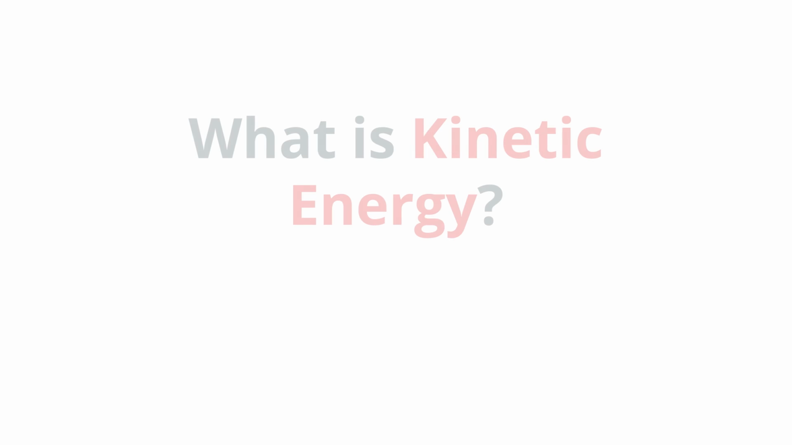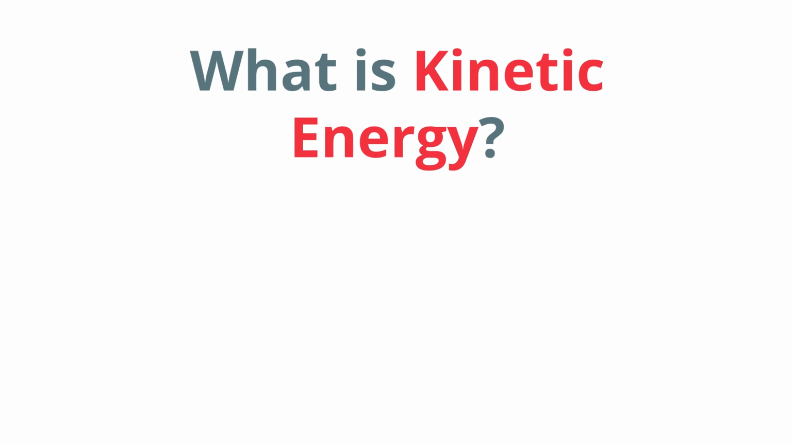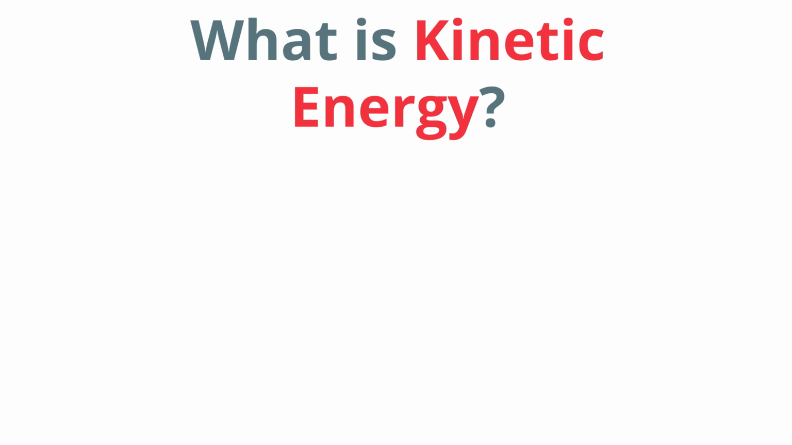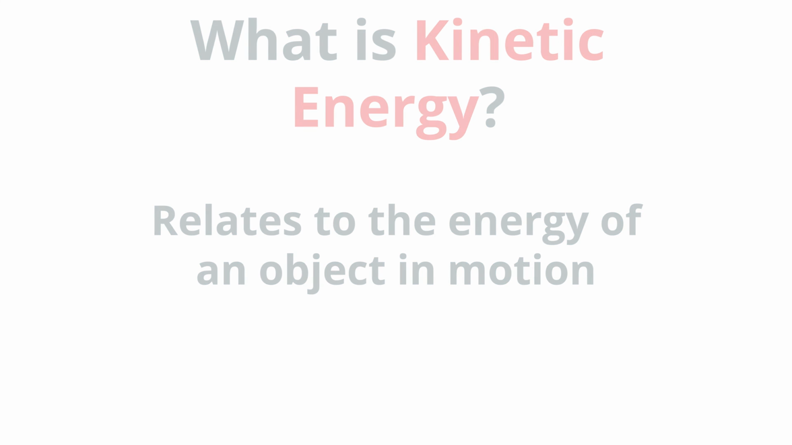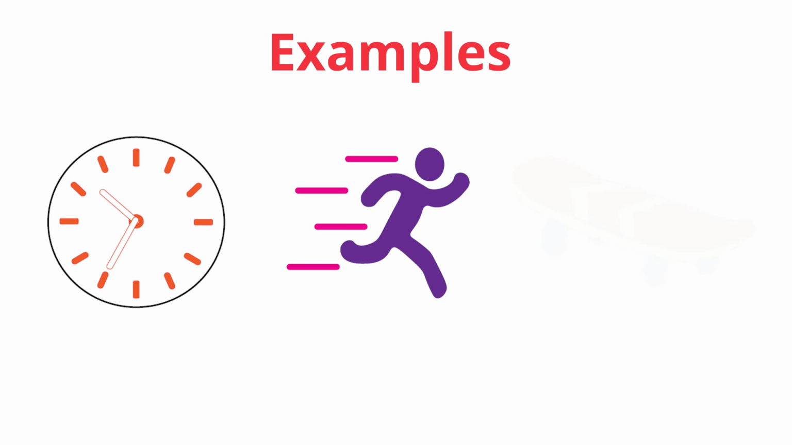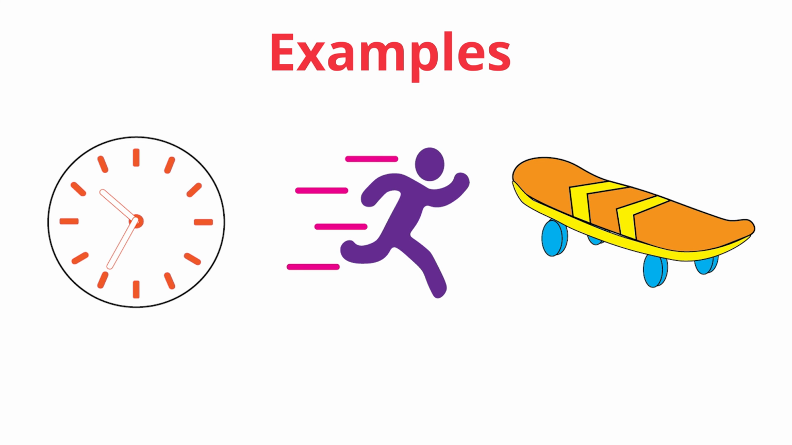The second type of energy is called kinetic energy. Do you know what kinetic energy is? Kinetic energy is the energy of an object in motion. Some examples would include objects like a clock, a person running, or a moving skateboard. All have kinetic energy.